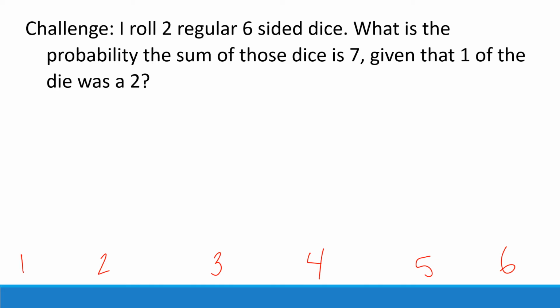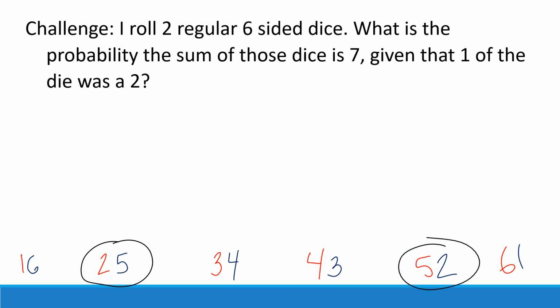If I roll a 1 for my first die, then in order to add to 7, I need a 6 for my second. For my first die, if I roll a 2, I need a 5 for my second. If I roll a 3, I need a 4. If I roll a 4, I need a 3. If I roll a 5, I need a 2. If I roll a 6, I need a 1. So the only 2 options that have a 2 are 2 and 5, or 5 and 2.